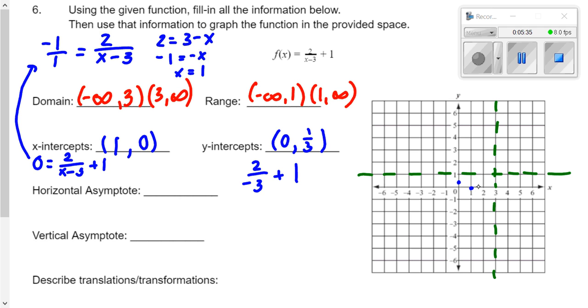So I like kind of working on the graph and the other stuff at the same time. That's my own take. Okay, the asymptotes we actually already found, so I'm just going to write those down. My horizontal asymptote, my vertical asymptote.